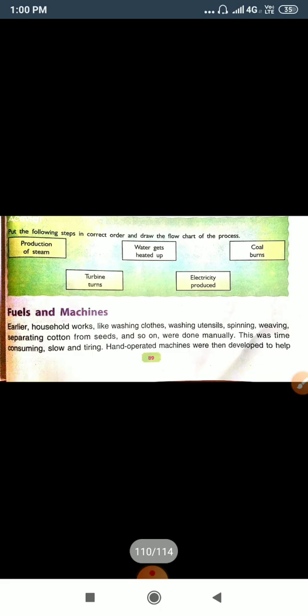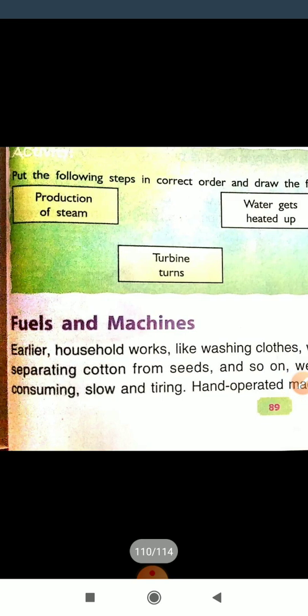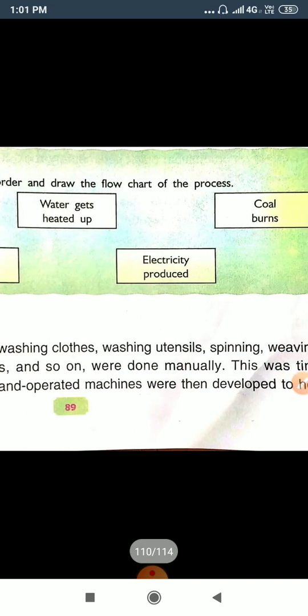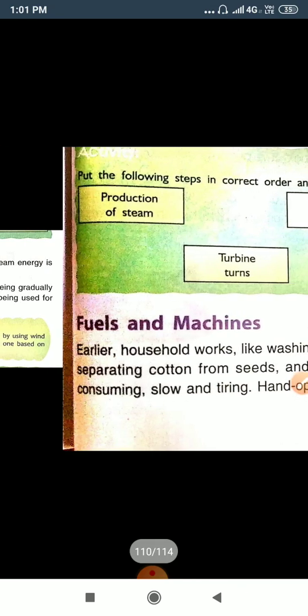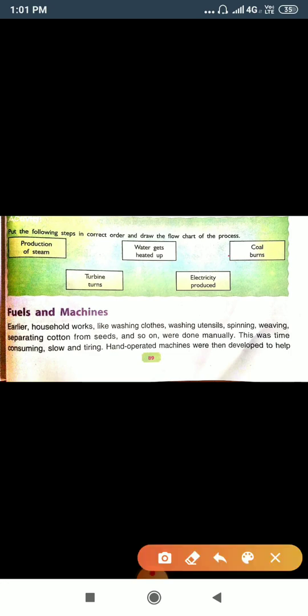Okay. Now see this table, this is very important, this flow diagram you have to do in the book. You will match how the electricity is produced. See here, coal burns, then water gets heated up, then production of the steam, then turbines turn, and after that electricity is produced. You will make the arrows like this. Okay, you have to complete this.